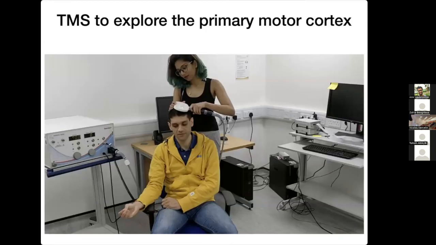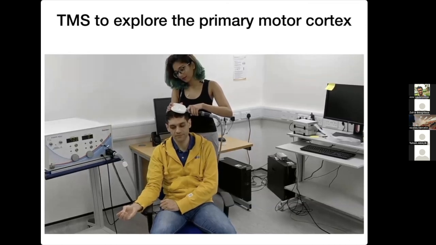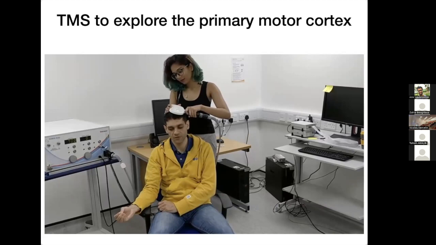It looks like this. Here you have the machine, here you have the coil, and here the experimenter will activate the only area of the brain where this machine has a visible effect, which is the motor cortex, the area of the brain that controls your muscles. And you will see that here the hand will twitch. Right here, you see the little contraction. If we had the sound, we would also hear the machine make a big clack every time it sends this pulse.